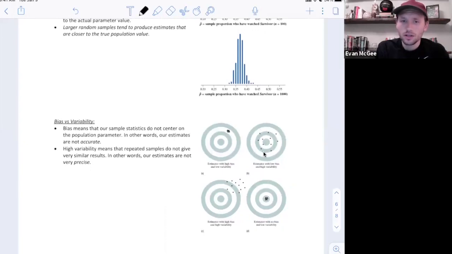Here we have high variability, but low bias because it's centered on the mark, but it still varies quite a bit. Here we have high bias and high variability. But this is what we're looking for. We want to have estimators that have no bias and low variability. So they don't change much and they consistently hit the mark over and over again. Bias comes from having the right sampling technique or sampling method, and variability comes from taking larger and larger samples.